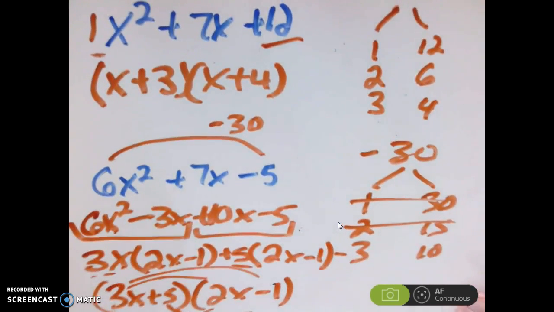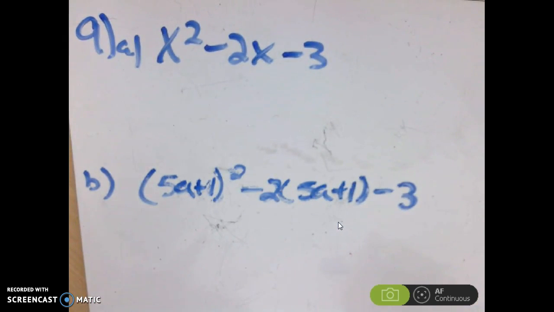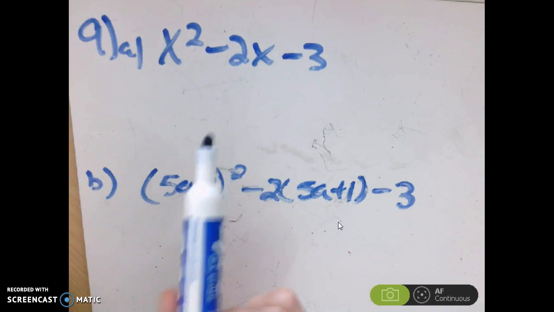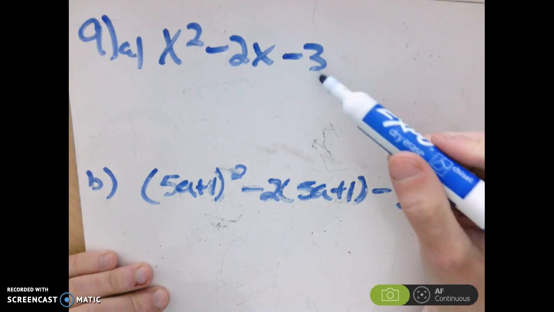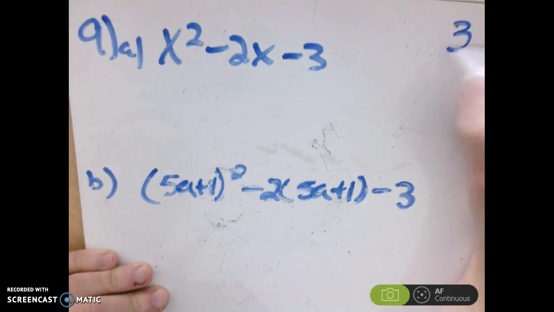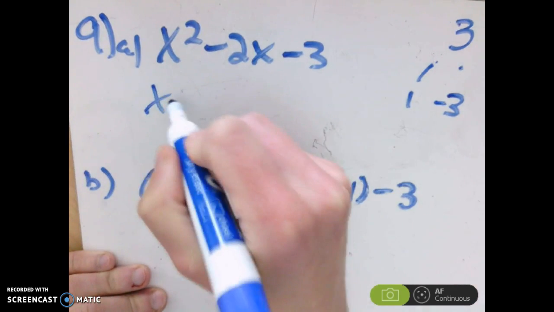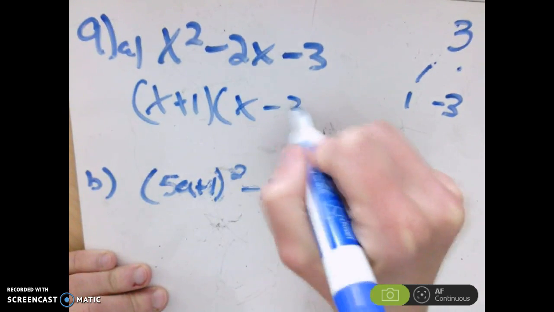Now let's move on to example 9. If we look at example 9, we have one of those like in example 7 where we don't have an a value. So what are my factors of negative 3 that add up to negative 2? My factors of negative 3 are only 1 and 3, so I'll do negative 3. So I'll have x plus 1 times x minus 3.